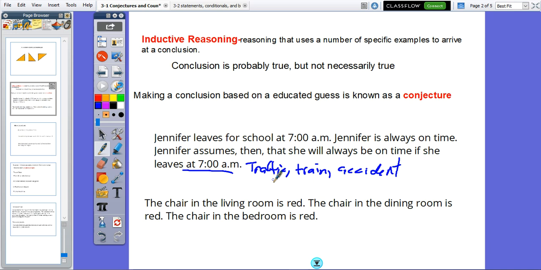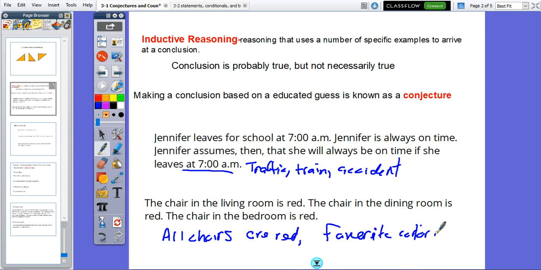For this next one, a chair at this house in the living room is red. Also, the dining room chair is red. And I noticed that their bedroom chair is red. So, can we make an assumption? Yeah, we can say two things. You can say, hey, all chairs are red in their house. Or we can also say that their favorite color might be red. Sorry for my bad handwriting. This little pad's been kind of acting weird. All right, so that's inductive reasoning. You just see a pattern and make a guess based on that.